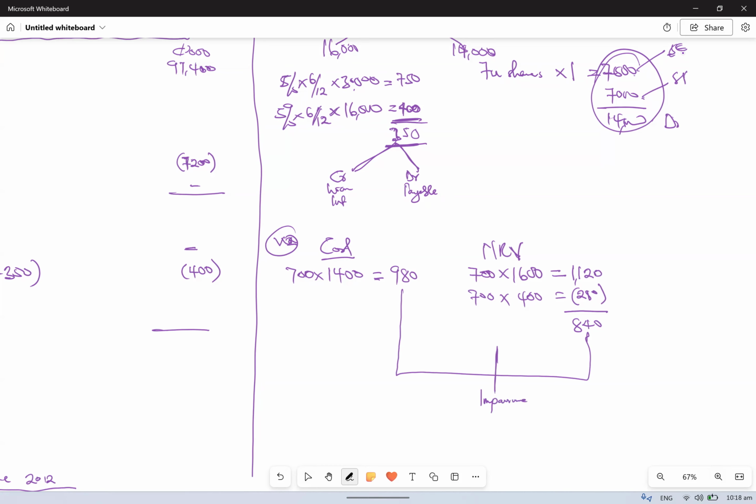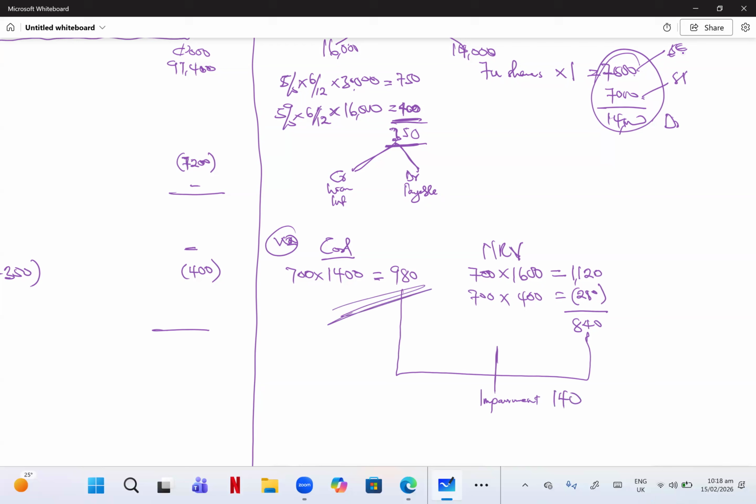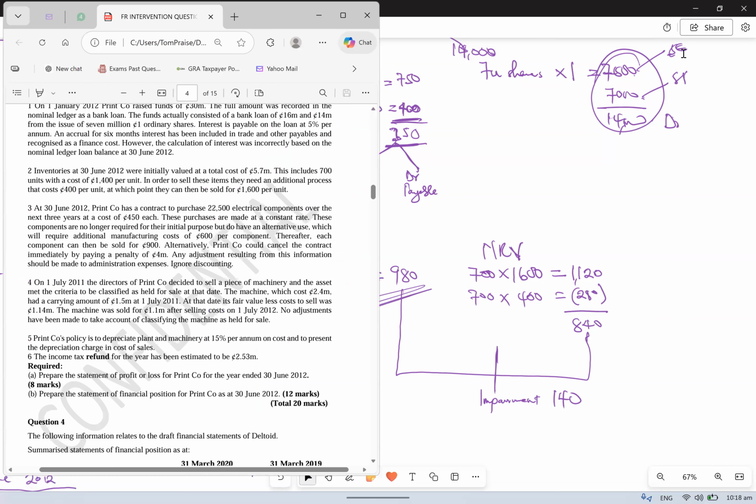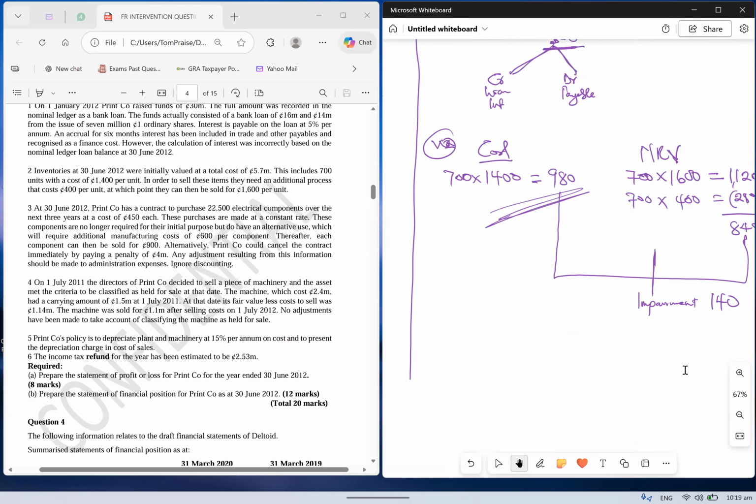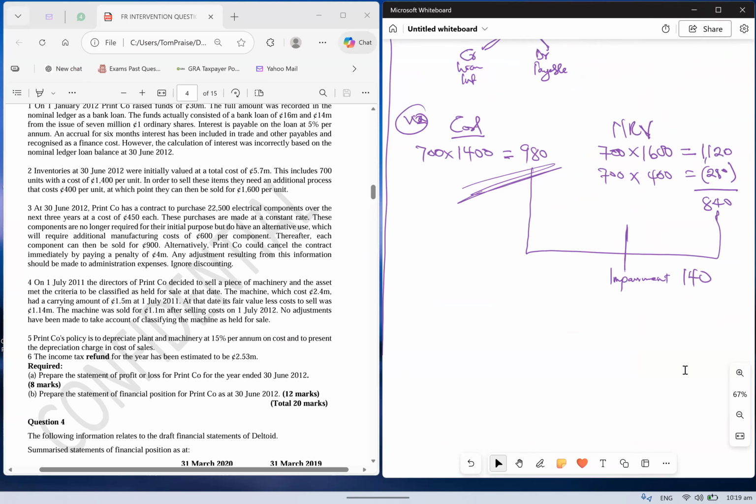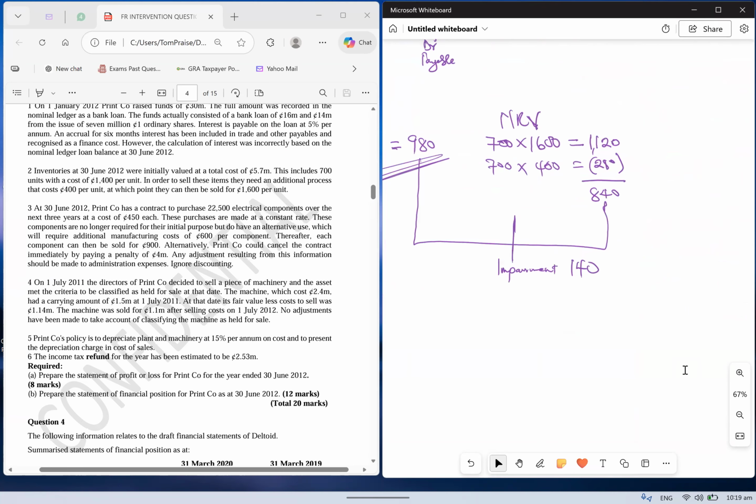140. All right. So it means that since this one is already in the books, according to the question, because they said that this is the one, that one is already in the books. So what we are supposed to do is to impair the inventory by 140. Impair the inventory by 140. So how do we do the double entry for this one? You reduce your inventory figure in the balance sheet by 140.